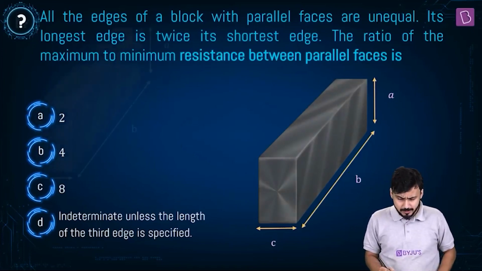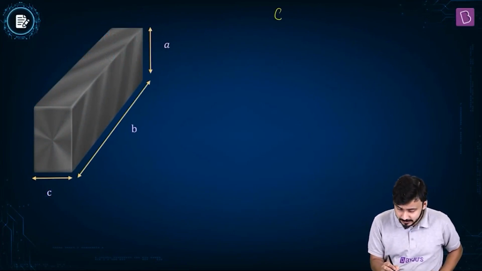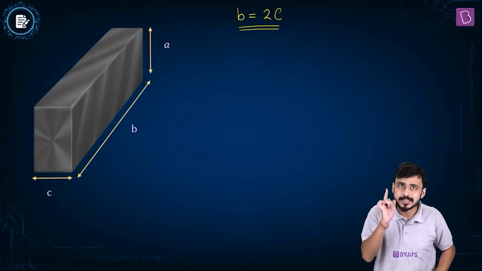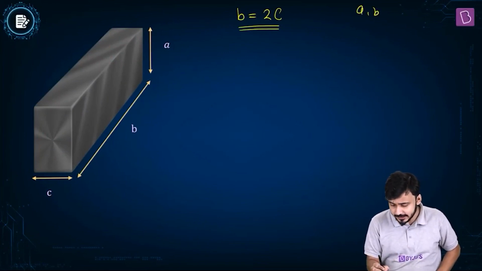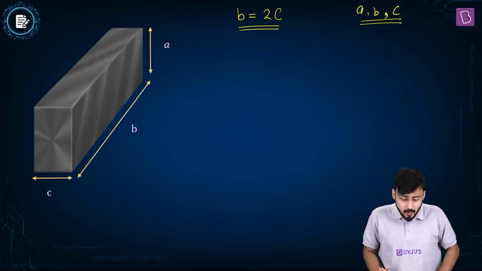So let's talk about this. The first and foremost thing is B is equal to 2 times C. B is the longest side and C is the shortest side, and A is in between. There are three faces, three sides, three edges: A, B and C.